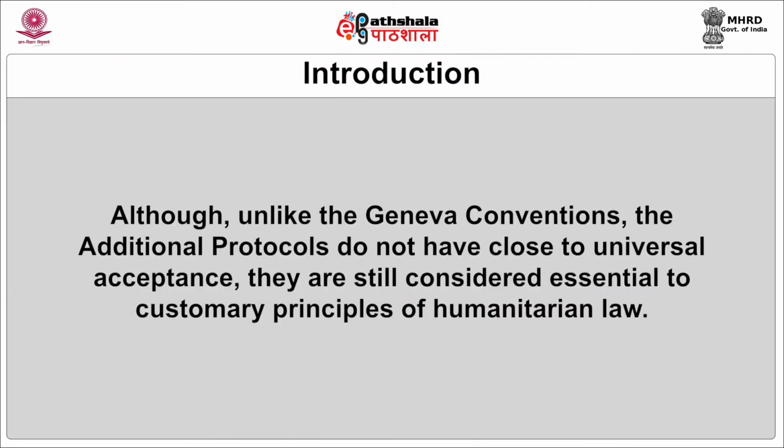In 1977, the international community came up with 2 additional protocols, which dealt with protection of victims in international and non-international armed conflicts, in order to supplement the Geneva Conventions. Although, unlike the Geneva Conventions, the additional protocols do not have close to universal acceptance, they are still considered essential to customary principles of humanitarian law.